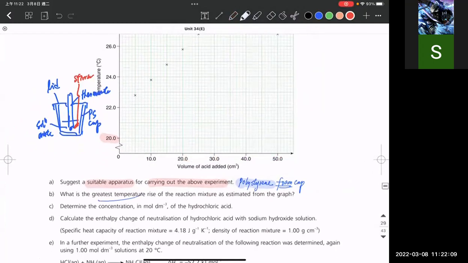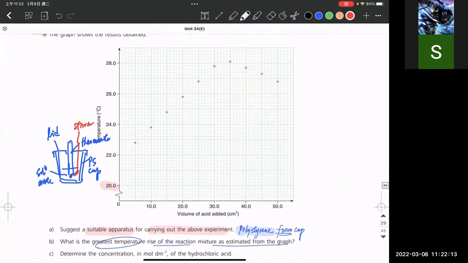What is the greatest temperature rise of the solution mixture estimated from the graph? Now this time you use what? We'll use extrapolation. Now, how? Can you locate the equivalence point? Equivalence point, which means that the two chemicals just react together without anything in excess.